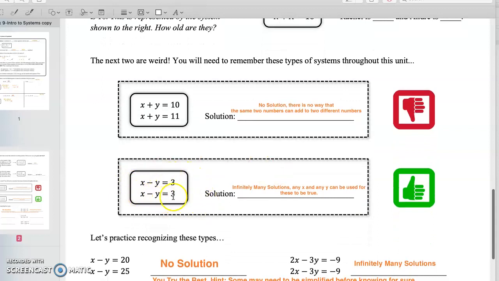Here, if they're the exact same line, there's going to be infinitely many solutions, because I want you to think about if it's the same line, it's going to lie on top of each other. They're going to intersect at every single possible point. We can't just pick one point and say that's the only one. There's going to be a million, trillion, bajillion of them, okay? So that is infinitely many solutions. Any x and any y can be used to make this system true.